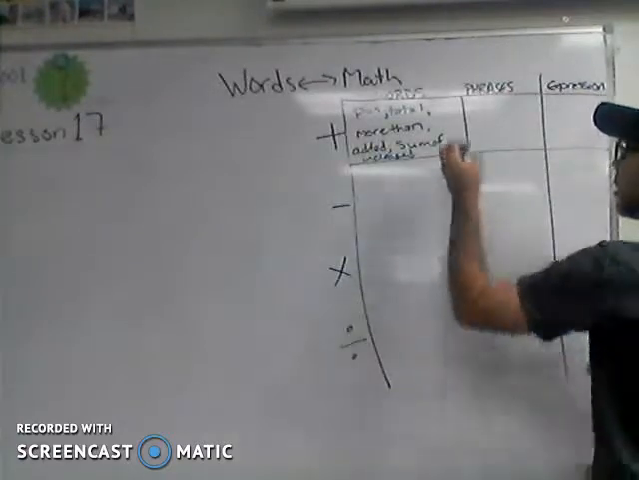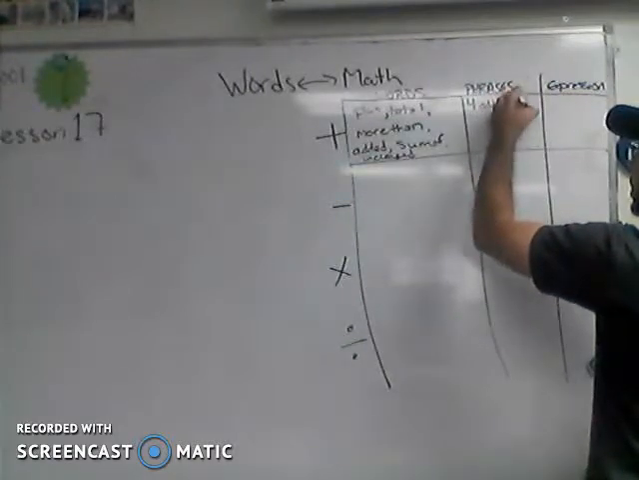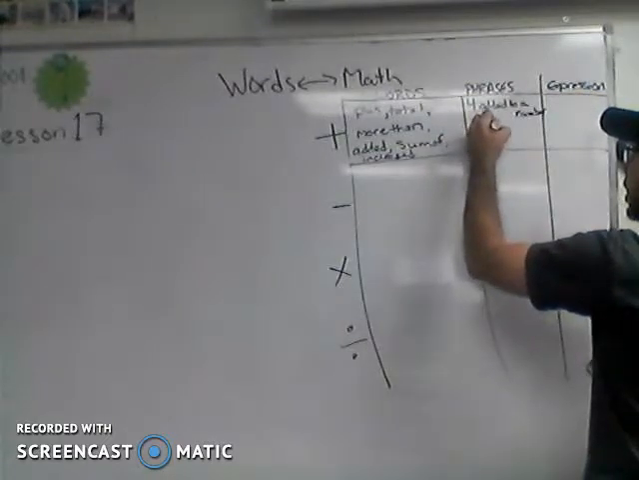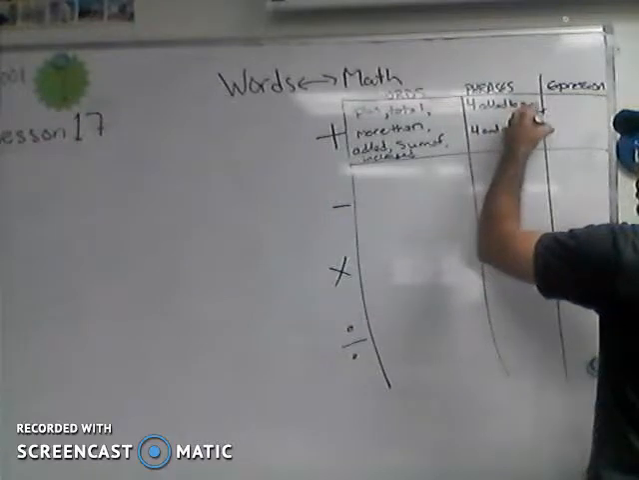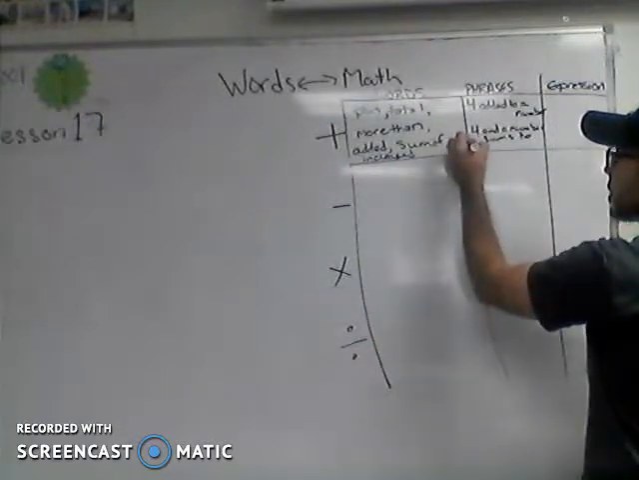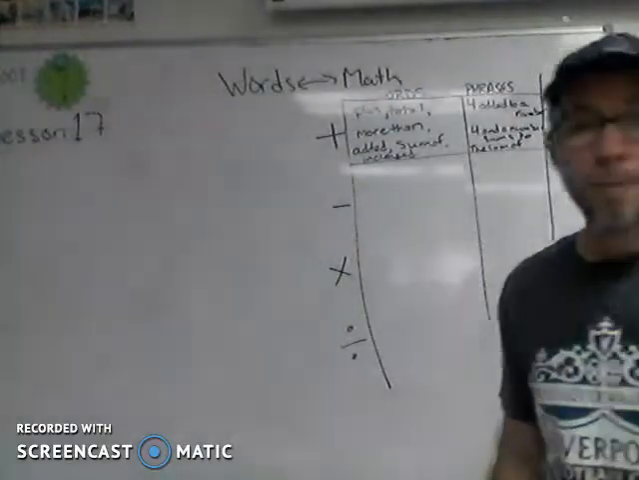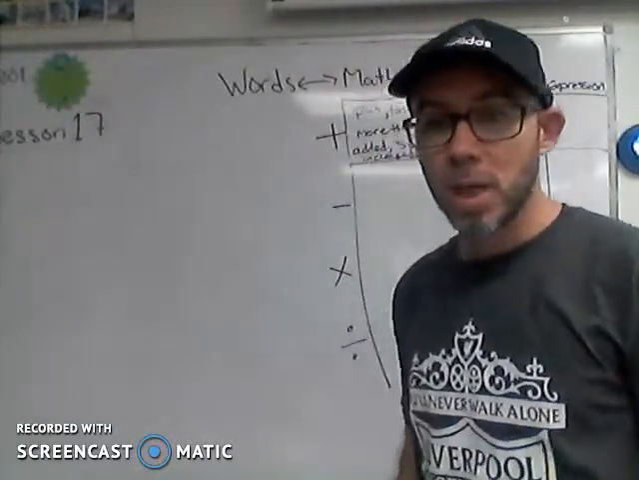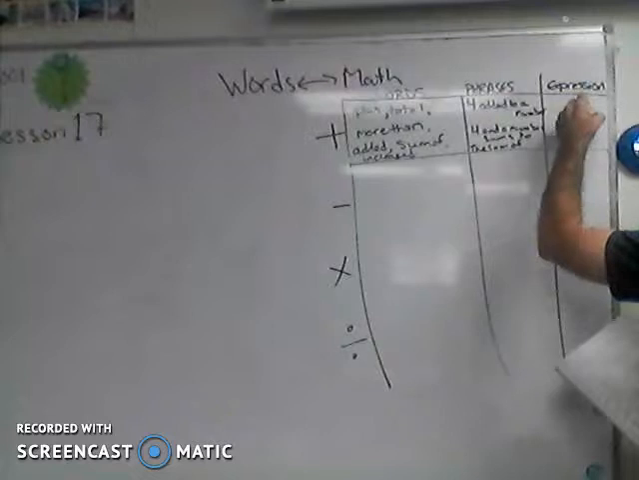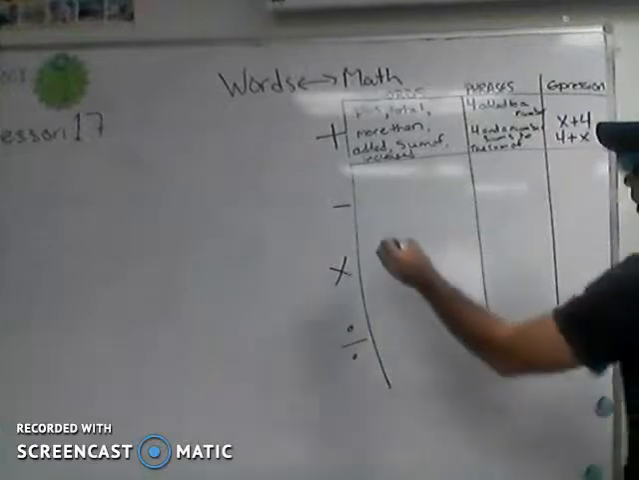You would say 4 added to, and then you got your mystery thing, a number. You could say 4 and a number sums to, or you could say the sum of 4 more than a number. You could say it lots of different ways. So what would all those kinds of things look like? They'd be something like this, or like that. Those would be ways of expressing it.